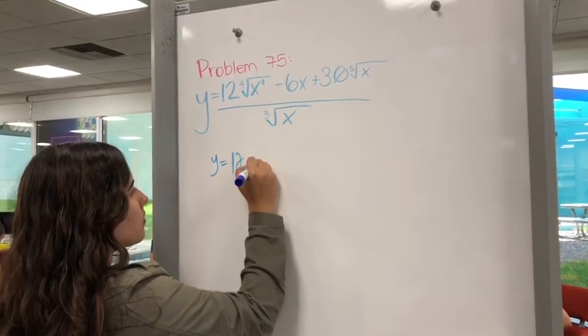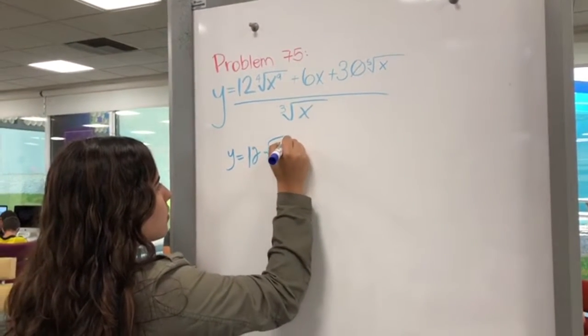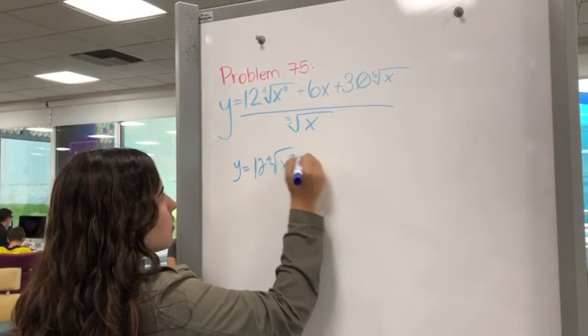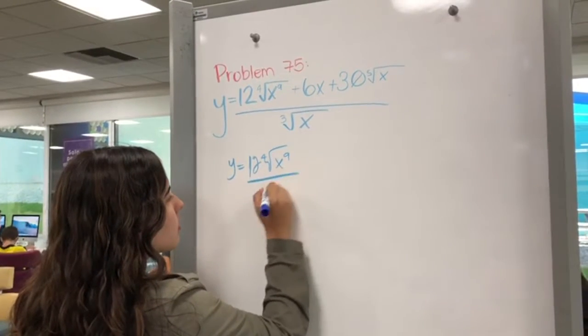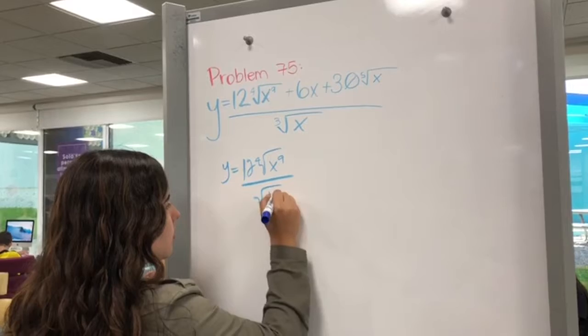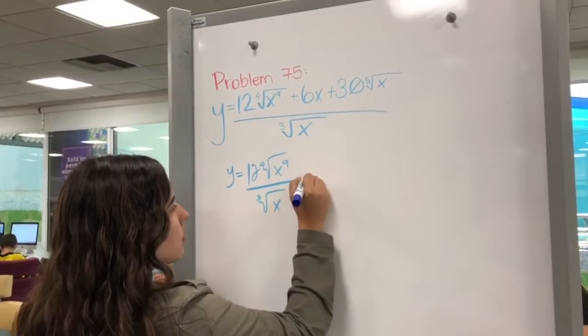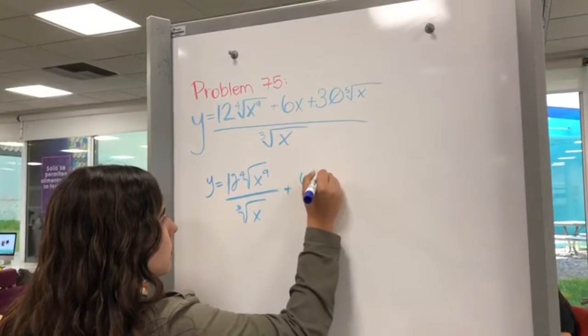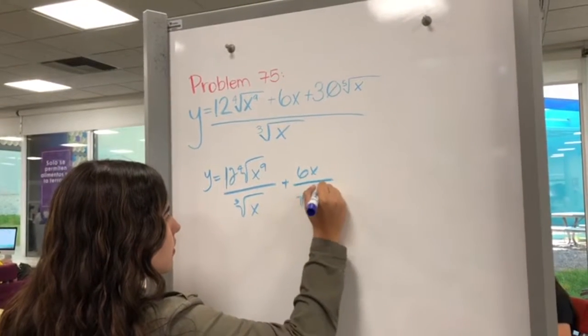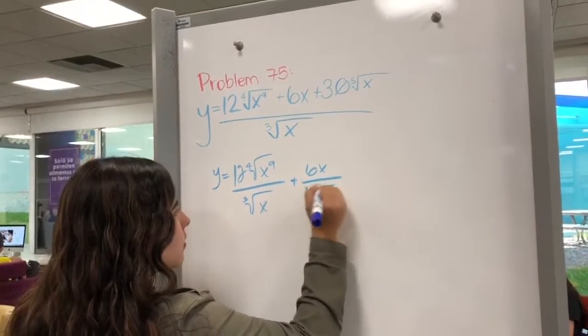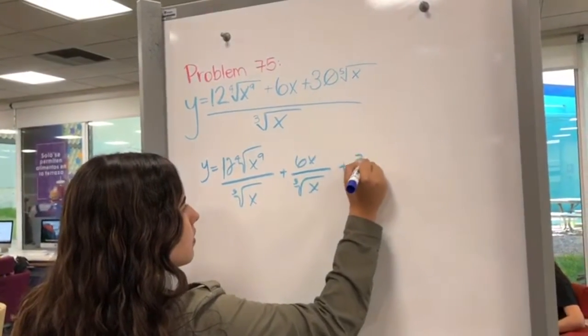First of all, we're going to write the problem. Then, in order to differentiate the function, we have to rewrite the problem. To understand it clearly, it's the same as having everything over the cube root of x, then dividing each term that is being added by the cube root of x.